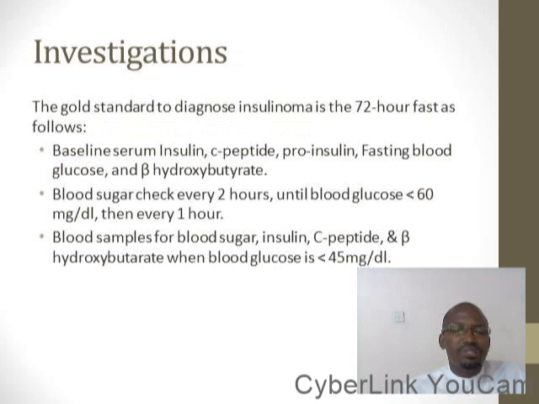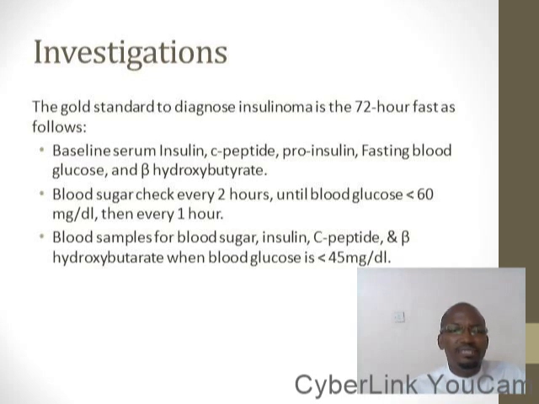The investigations are divided into two. We have the investigation to establish diagnosis. We also have investigations to localize the tumor. The most important investigation, which is the gold standard to diagnose insulinoma, is the 72-hour fast, which is done as follows: baseline investigations, the insulin, C-peptide, proinsulin, fasting blood sugar, and beta hydroxybutyrate are taken.